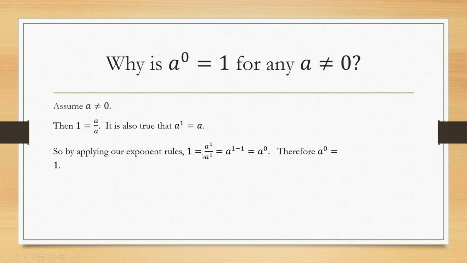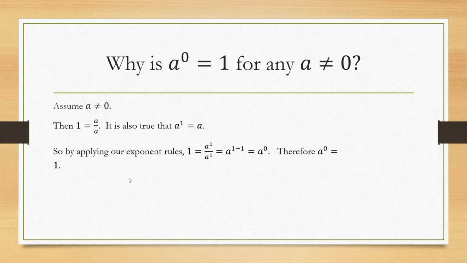So here, I'm taking 1, replacing it with a over a to the first. But again, you're dividing like bases, so you subtract the exponents. What happens then? You're going to get a to the 0. So on the one hand, this is going to be 1. But what's also true is from here, you get a to the 0. Again, we're dividing, so you subtract the exponents. So that's why a to the 0 is 1.